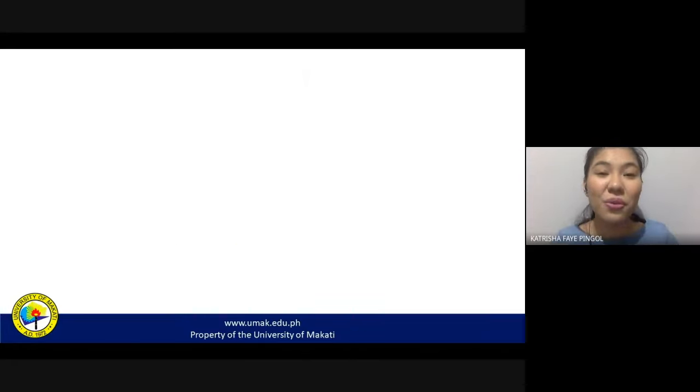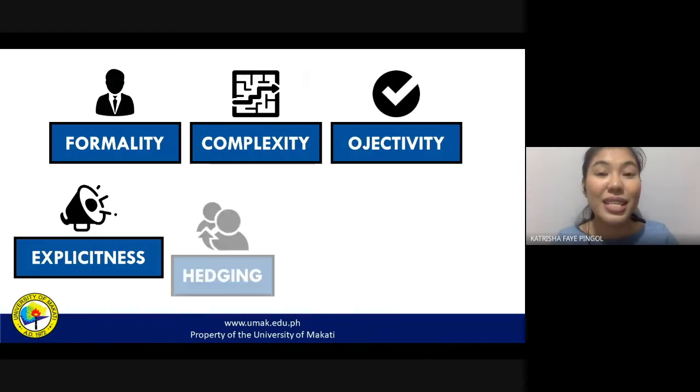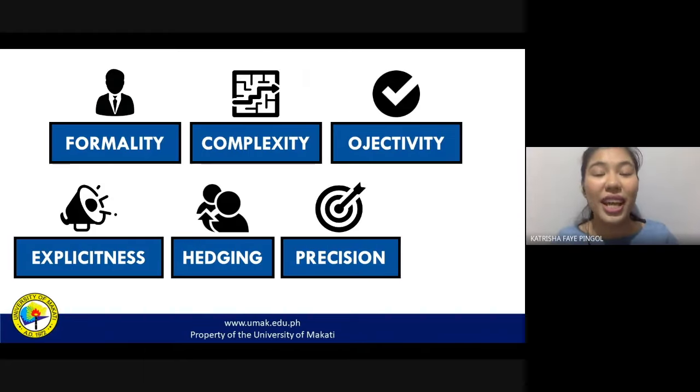Now, let's review the different aspects of professional and academic language. First one is formality, complexity, objectivity, explicitness, hedging, precision, and accuracy.